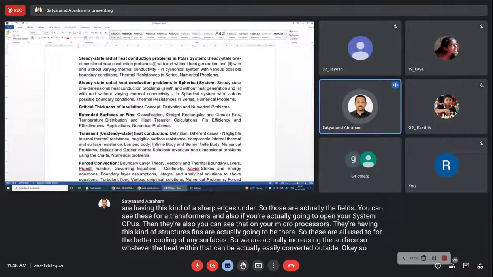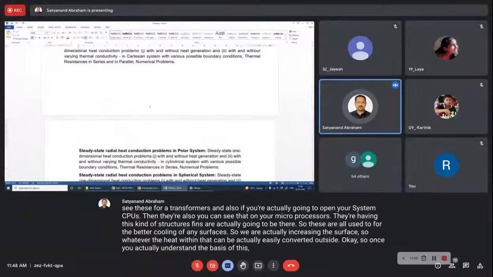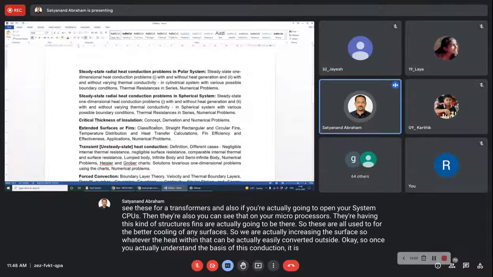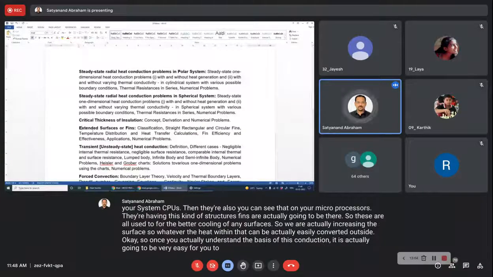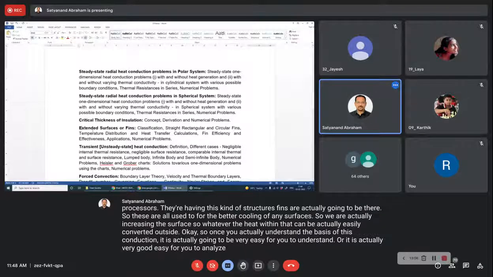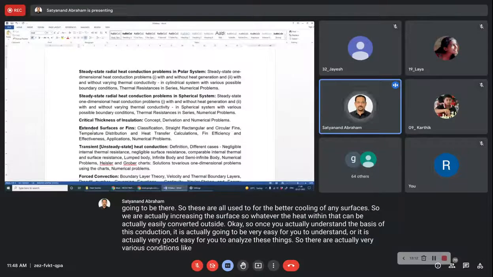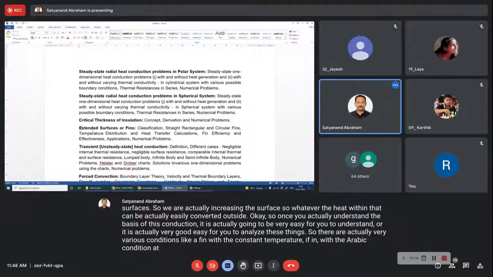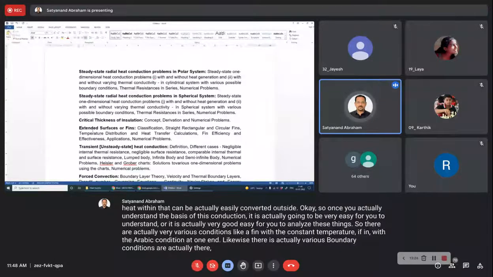Okay. So once you understand the basics of this conduction, it is going to be very easy for you to analyze these fins. So there are various conditions like a fin with a constant temperature, a fin with adiabatic condition at one end. Likewise, various boundary conditions are there. All those things we will see.